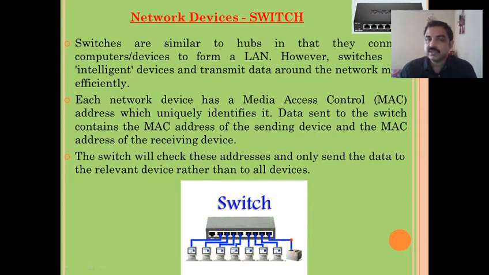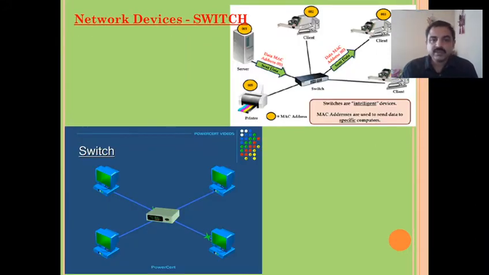Clear? In the case of a hub, it sends to all the nodes, so the data transmission will be faster in a switch. Here you can see how it is transferred. From the server, data is sent, and the MAC address of the server is checked here, and the MAC address of the receiver, that is the client, is also checked, and the data is sent only to the intended node. Clear?